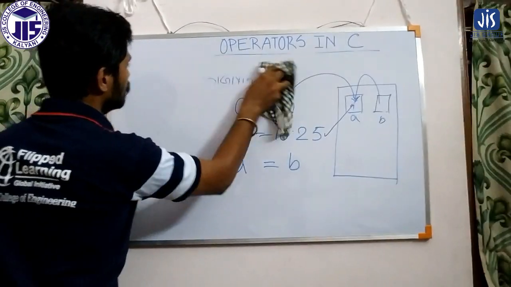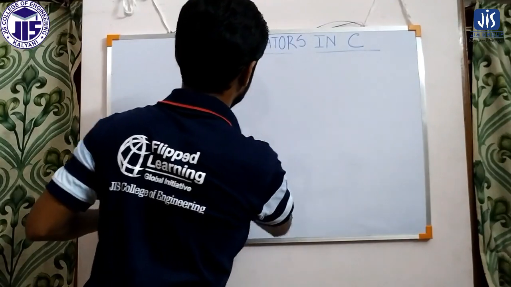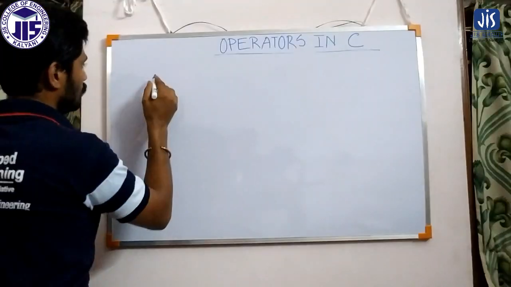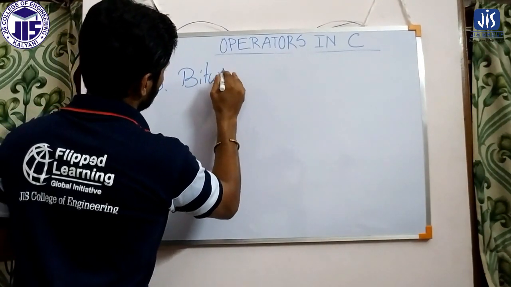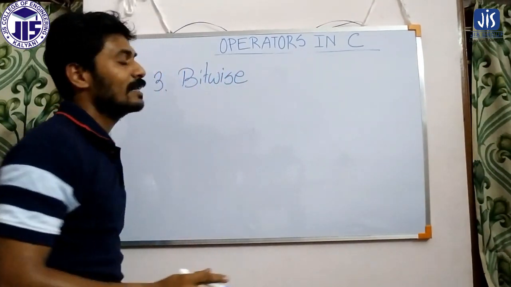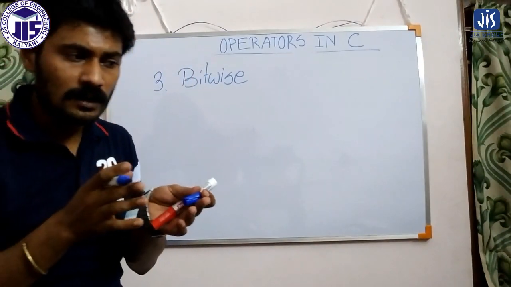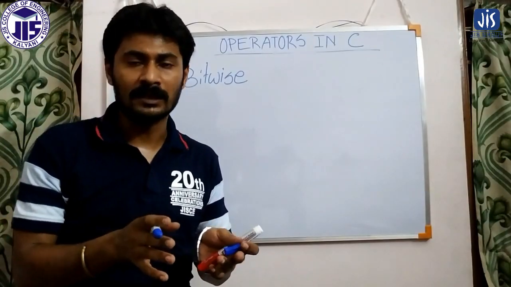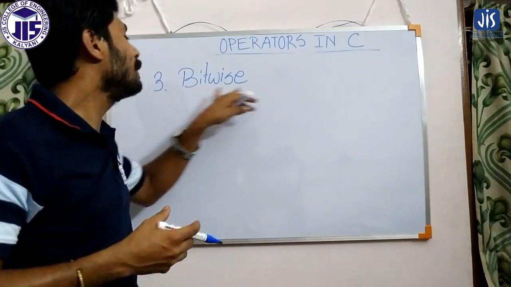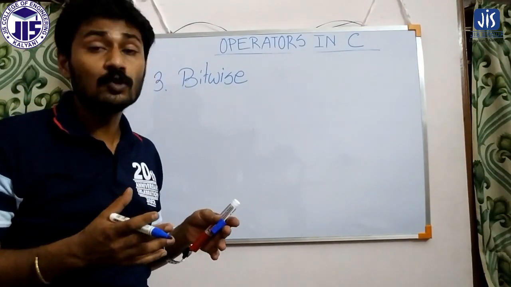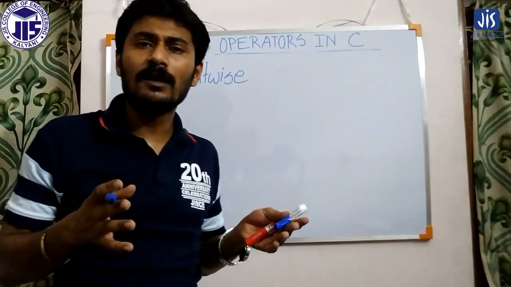Number 3. That is bitwise operator. Number 3 is bitwise operation. So all the operators, the need or the purpose of the operator is completely depending on the name. You can define it from the name. So bitwise operator. So from the name it is very much clear, to perform bitwise operation we can use this bitwise operator. Now what are the different bitwise operations we can perform?